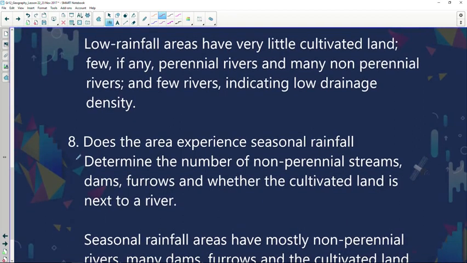Now, this one over here, point 8, does the area experience seasonal rainfall? And in most cases in South Africa, do we experience seasonal rainfall? We either experience winter rainfall, like the Western Cape area, or we experience summer rainfall, like the Highveld up in Johannesburg and surrounding areas such as Free State and Northwest.